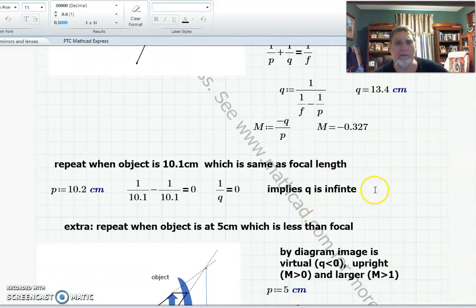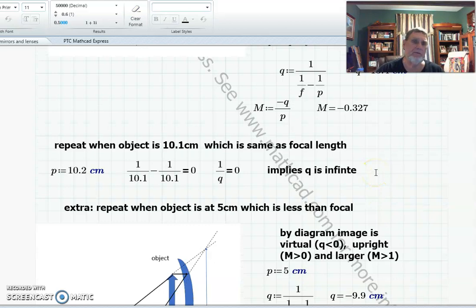Now he gives you another little distance, and then he gives you one that's the same as the focal point. And if you do your 1 over f minus 1 over p, you're going to get 0. So if 1 over q is 0, that means q must go to infinity. So on that one, you're going to put that no image is formed.